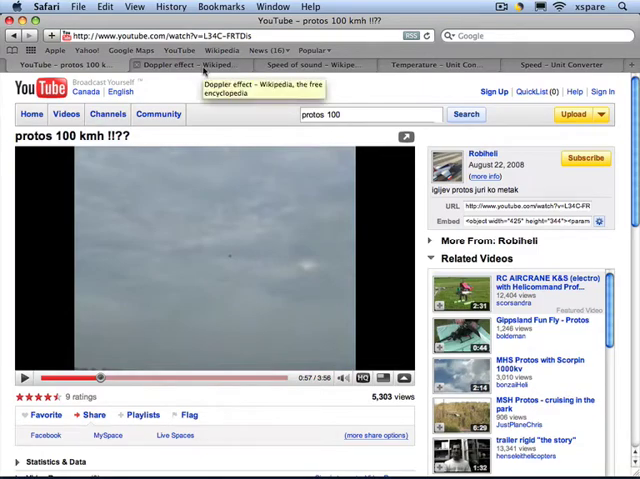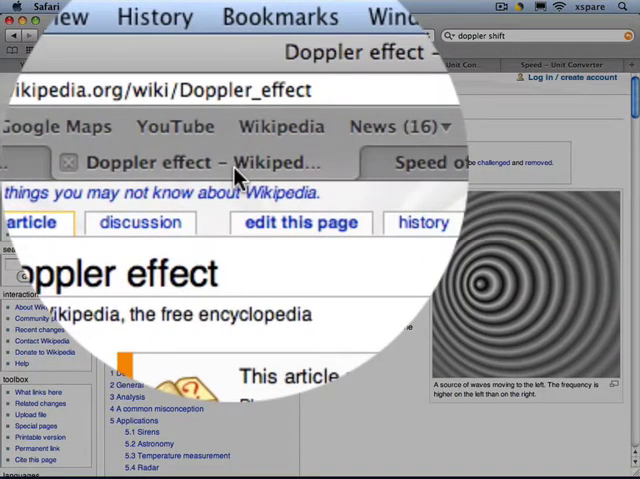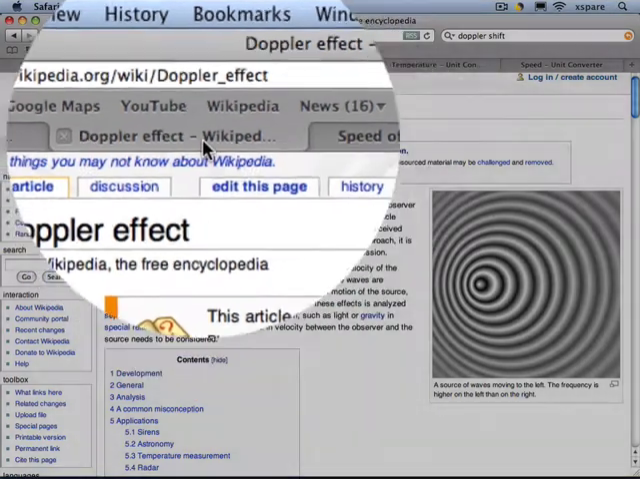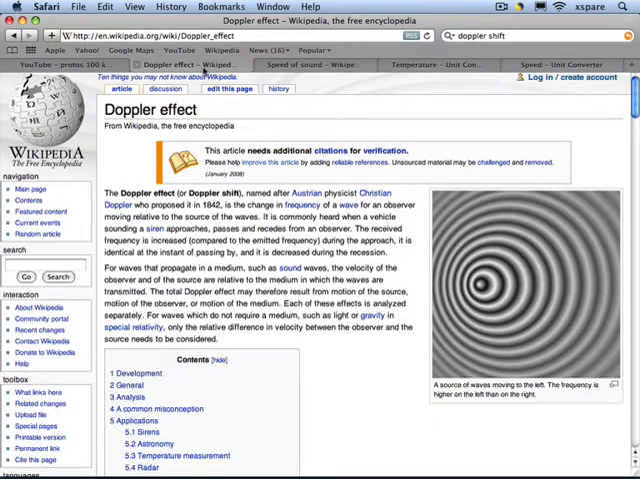Okay, in order to do these calculations, we need to know more about the Doppler effect. And generally, that just means that objects moving towards you sound like they have a higher frequency, and objects moving away from you sound like they have a lower frequency. For more information, you can check Wikipedia.